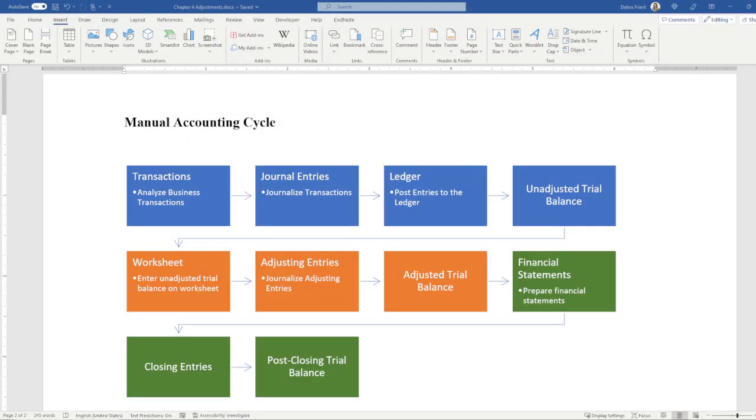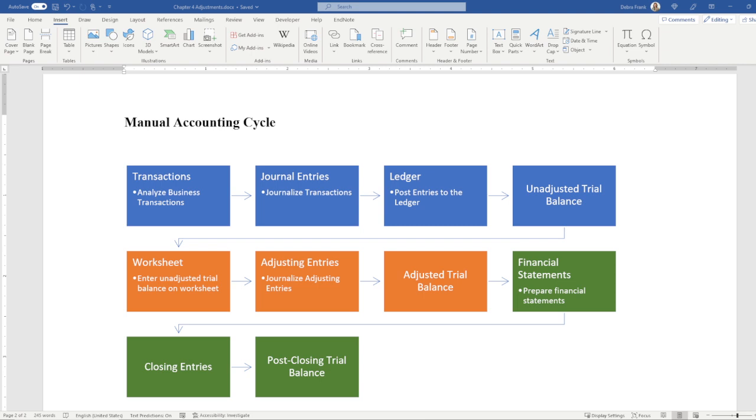All right, here we are continuing on with the accounting cycle. So we already analyzed business transactions. We already did the journal entries, and then we posted those entries to the ledger, and we prepared from there an unadjusted trial balance. So all the blue items are what we did, the top row.